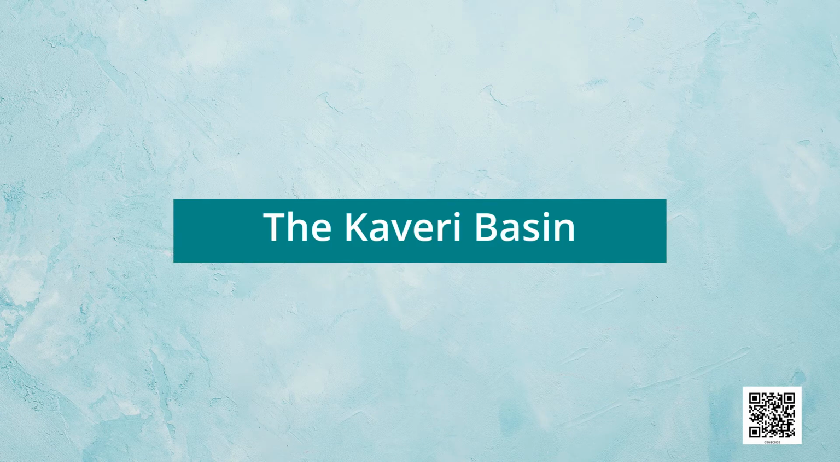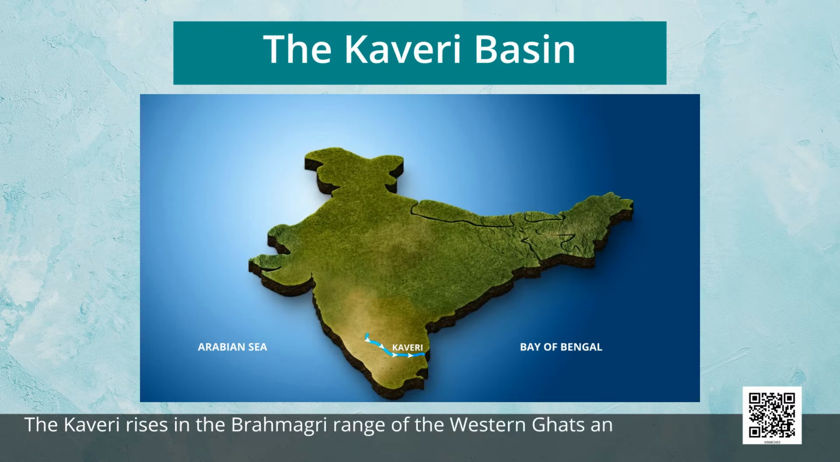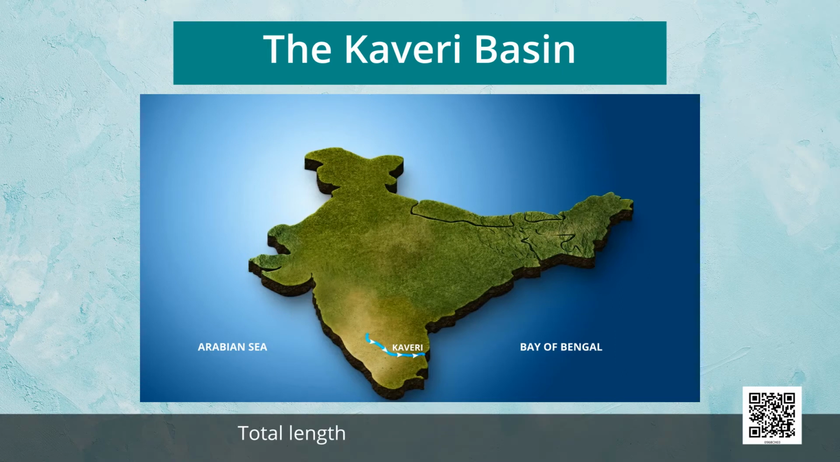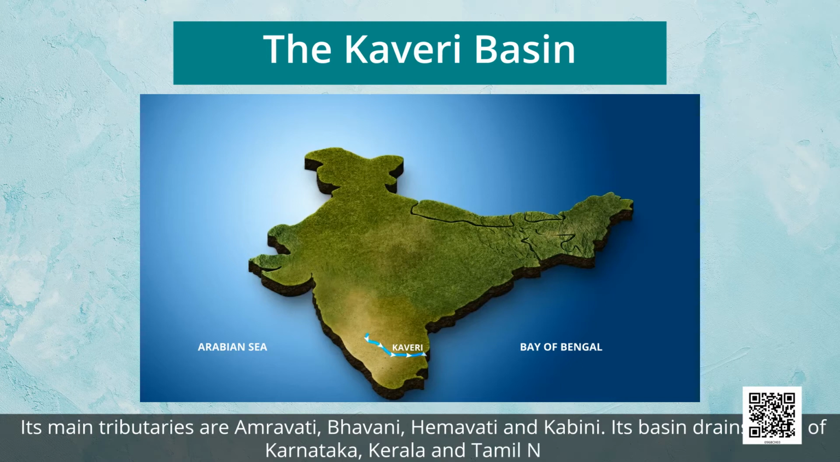After Krishna, it comes the turn of the Kaveri. The Kaveri rises in the Brahmagiri ranges of the Western Ghats and reaches the Bay of Bengal south of Cuddalore in Tamil Nadu. The total length of the river is about 760 kilometers. Its main tributaries are Amaravati, Bhavani, Hemavati and Kabini. Its basin drains parts of Karnataka, Kerala and Tamil Nadu.